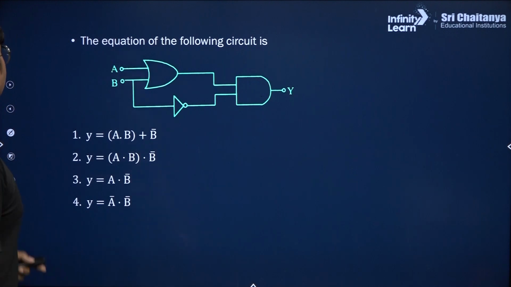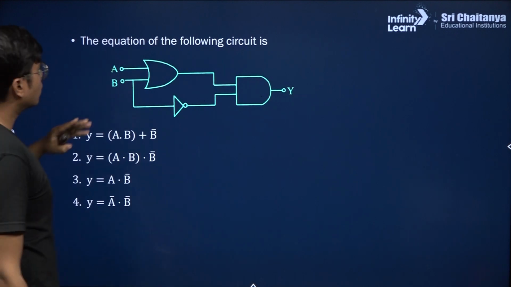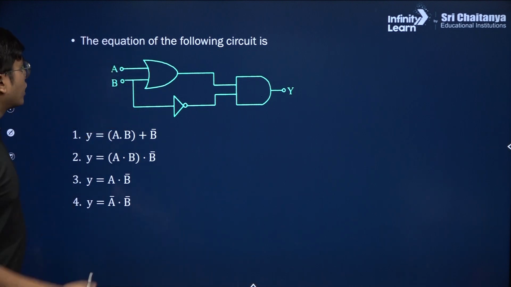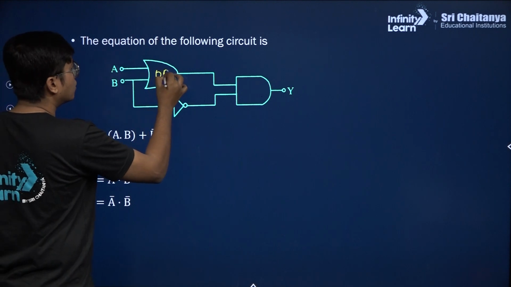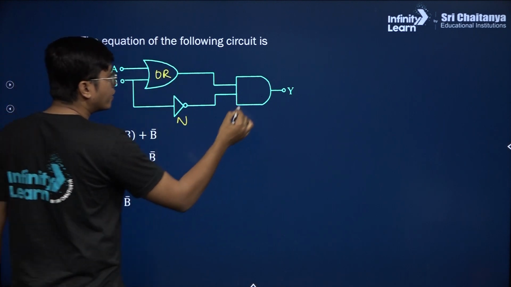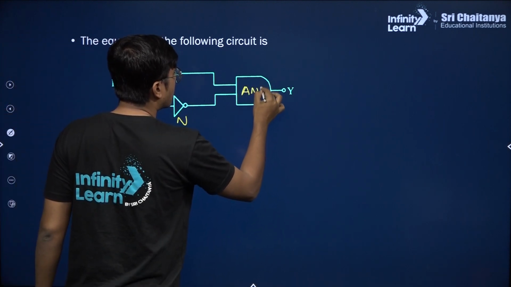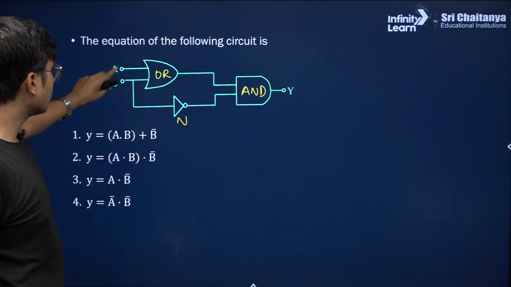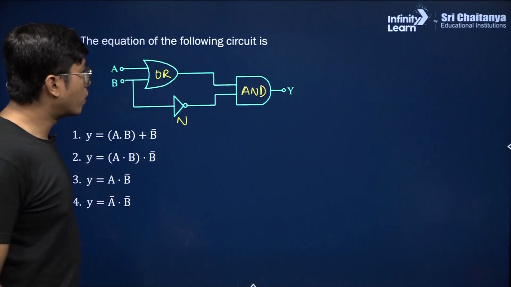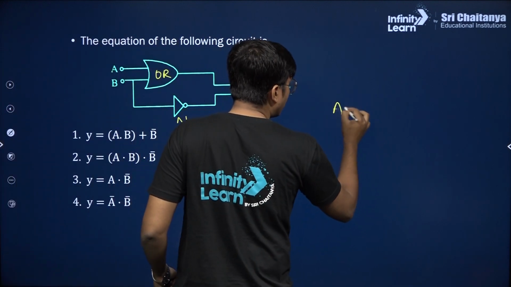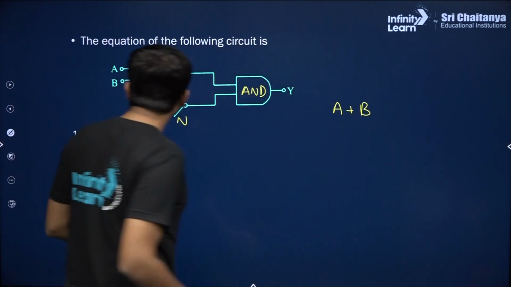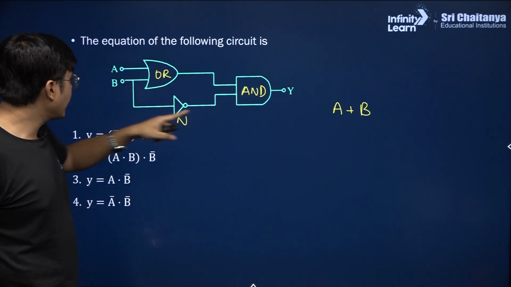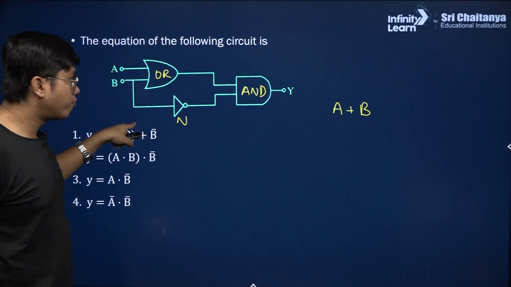Okay. Next question, equation of the following circuit is, so again write this down in your Boolean form. So first, you have an OR gate, you have a NOT gate here and you have an AND gate here, right? Now between this OR, NOT and AND gate, how are they arranged? First up, you have A and B in the OR gate, which, if you write it in the form, you have A plus B, right? And the output of that A plus B is going into an AND gate along with the NOT of B.